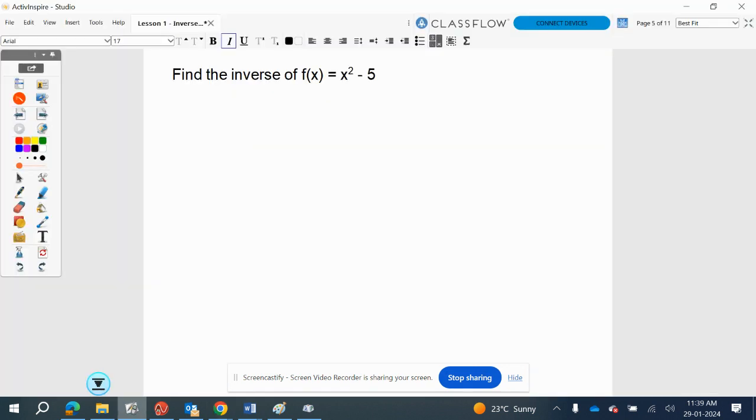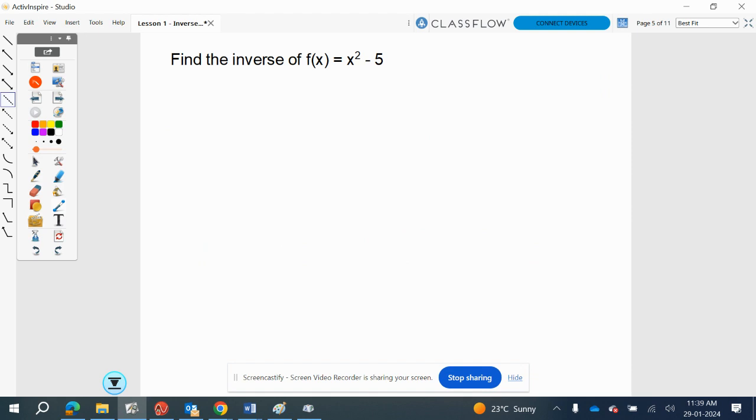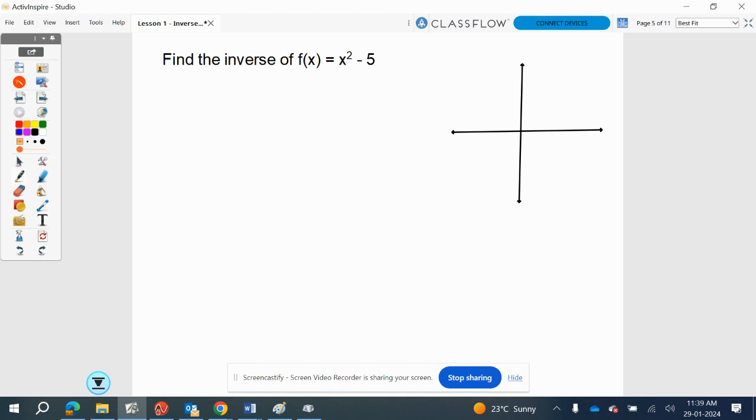Okay, firstly, we need to sketch the function. How does it look? It's going to go through here at 0, minus 5, and it's going to look like this. It's going to go through here at root 5, and here at minus root 5. We can pretty easily see these 3 points, the roots and y-intercept for this function, and we can sketch it.